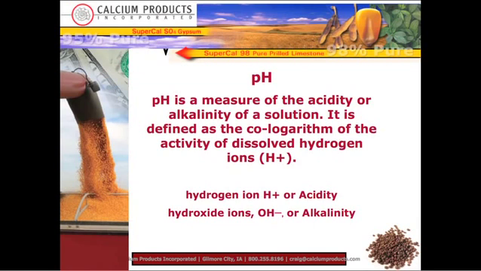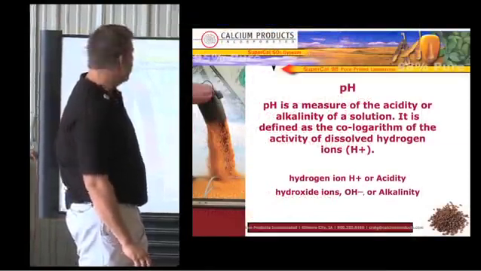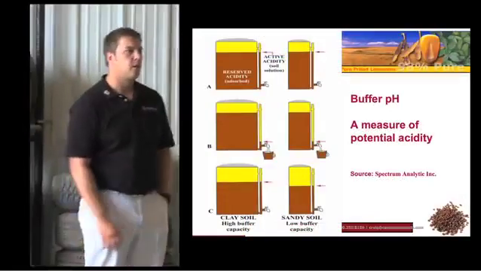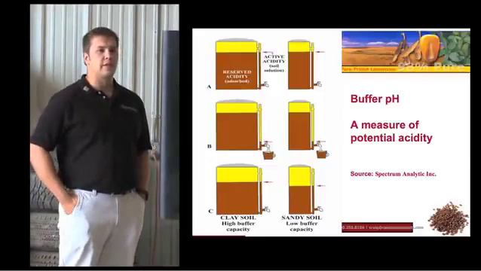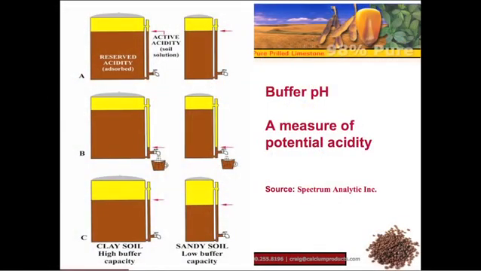For alkaline soils we're measuring a hydroxide ion. Very shortly after "what is pH," many people ask on my soil report, "what's buffer pH?" Buffer pH can be known as the reserve acidity. And a good visual on that is these coffee pots that represent clay soils and sandy soils.